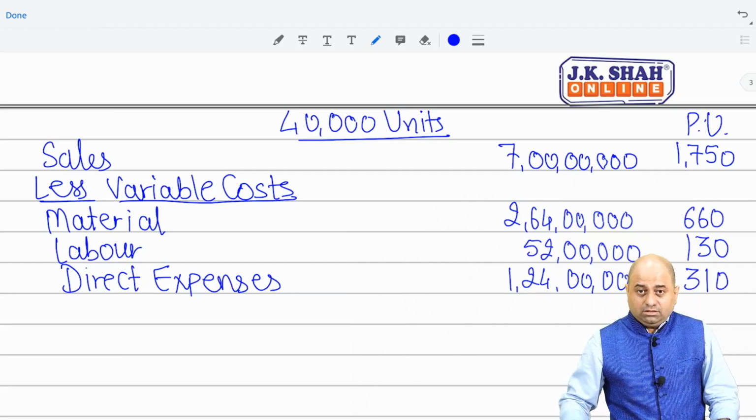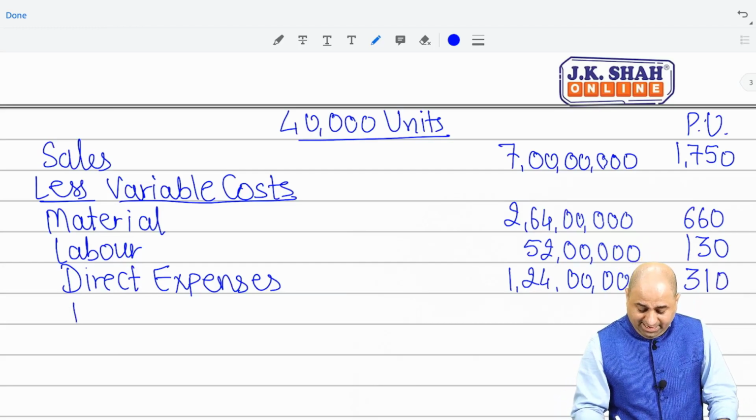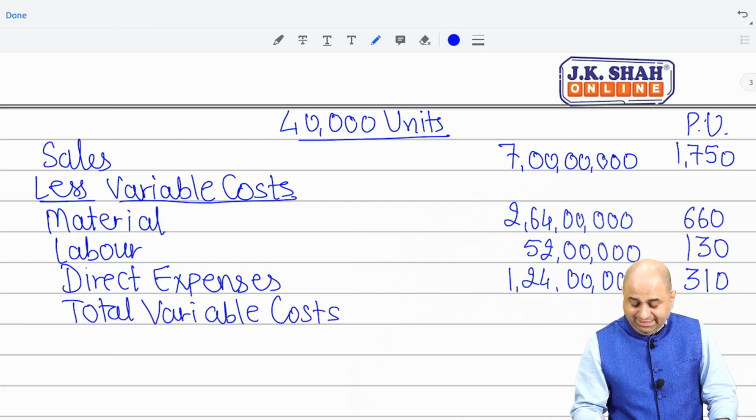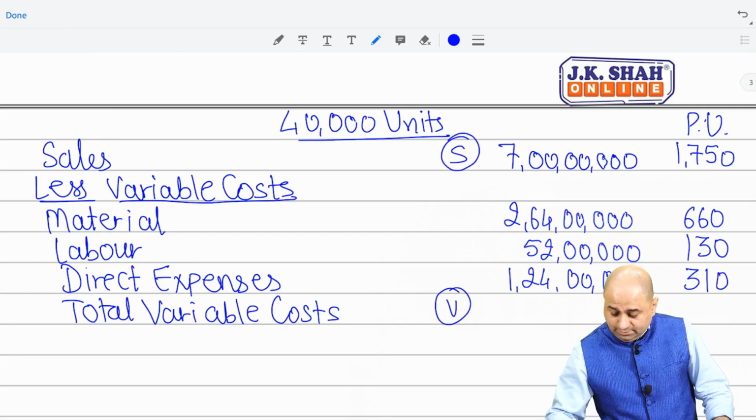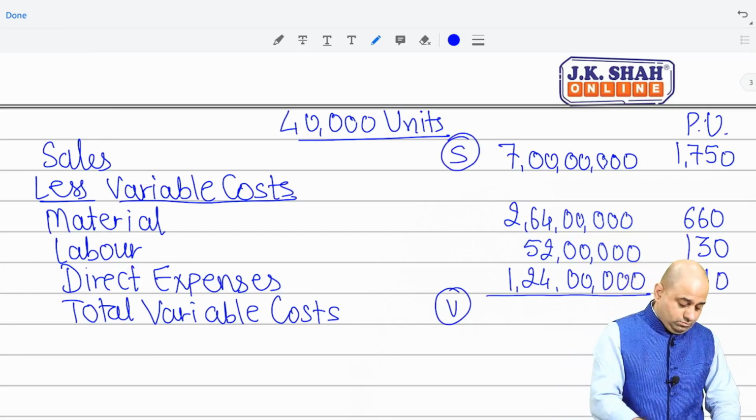After that, I will calculate the total variable costs. Naturally, that will be easier for me to calculate contribution in this scenario. I'll mark that as V and I'll mark this with S.